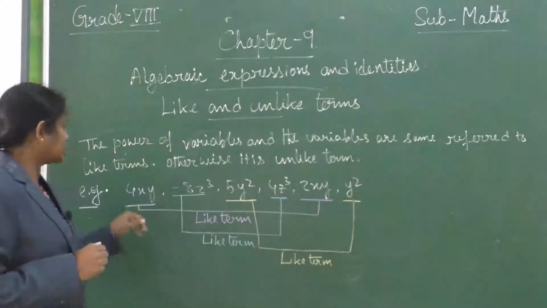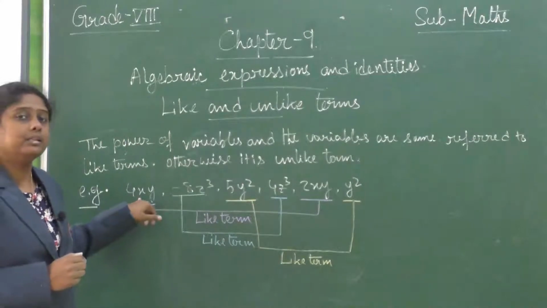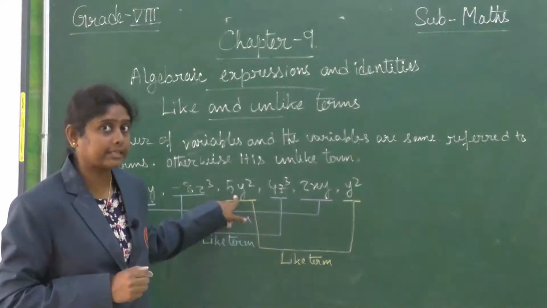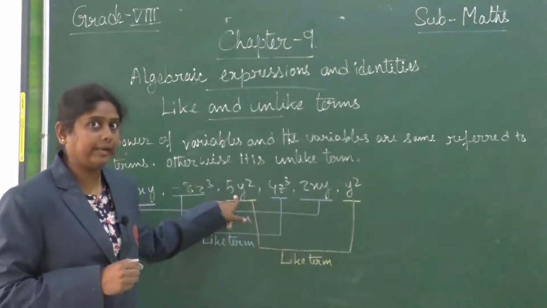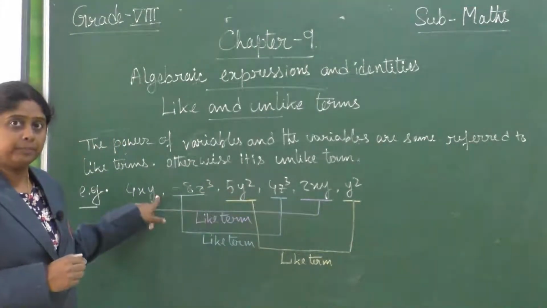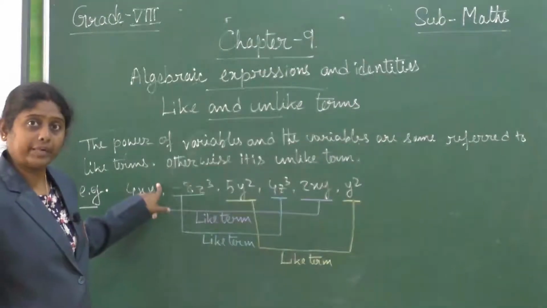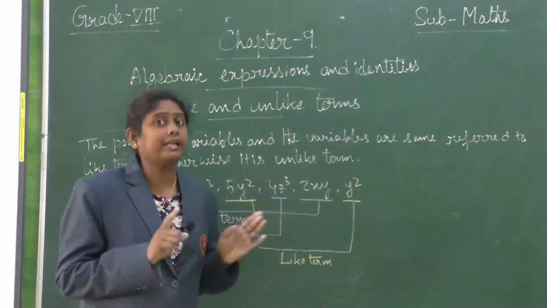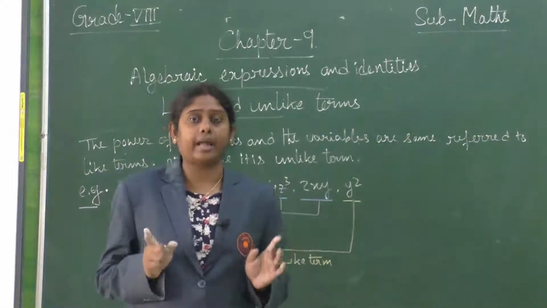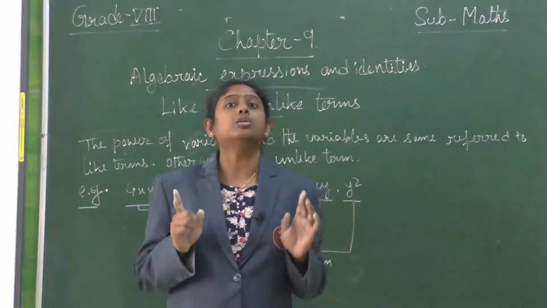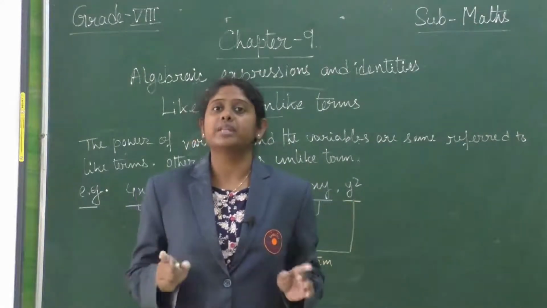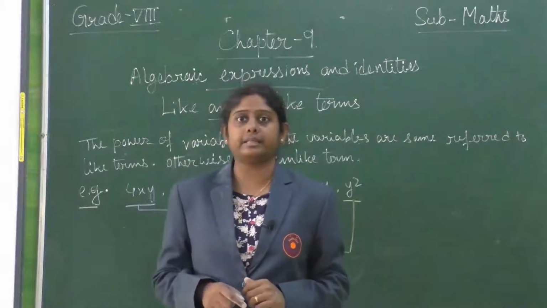Why? Because in 4xy, the variable x is there. In 5y square, x is not there. Not only that, check the power of y. Here the power of y is 1 and here it is 2. So the variables are not matching, and the power of the variable is also not matching. That's why they are unlike terms.